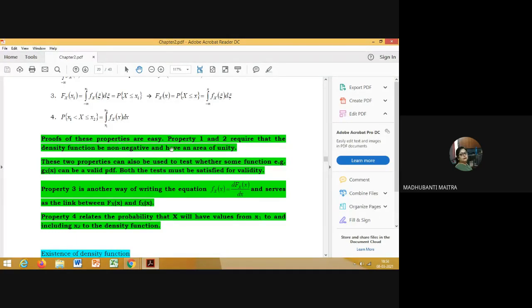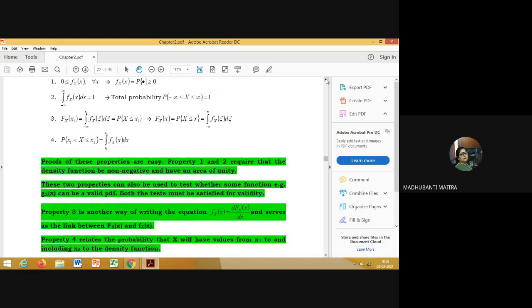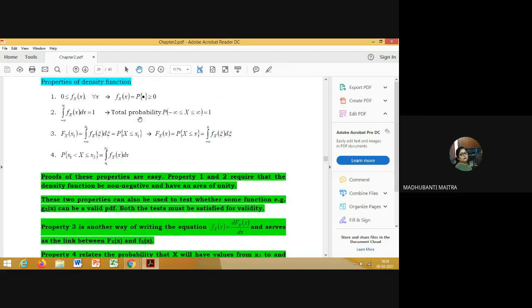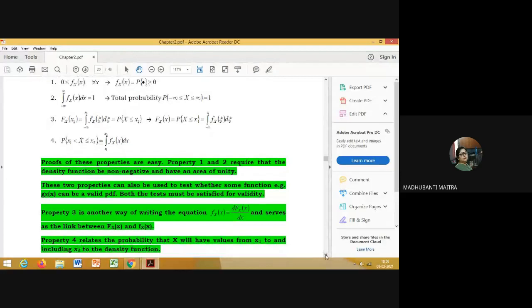Proofs of these properties are easy. Property 1 and 2 require that density function be non-negative and have an area of unity. These two properties can also be used to test whether some function, for example, gx of x, can be a valid probability density function. This is very important. So if you want to test whether a function of x is really a valid density function, then we'll have to test these two properties, and if these two properties are satisfied, then we can say that yes, it's a valid density function.